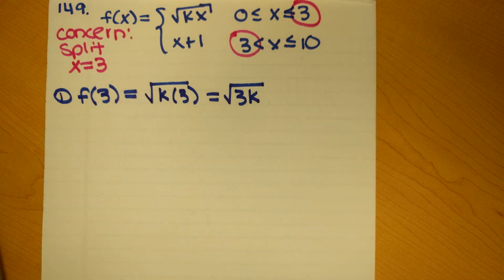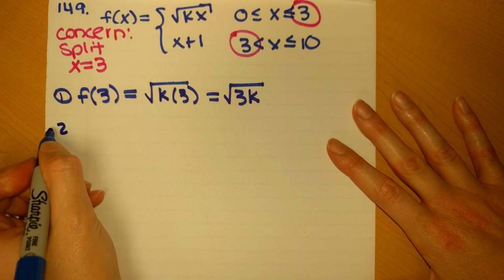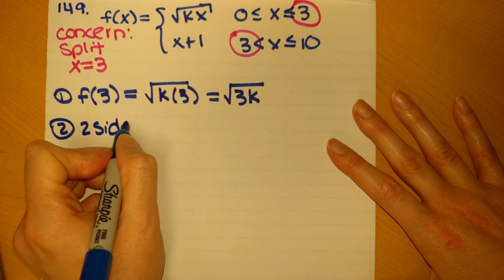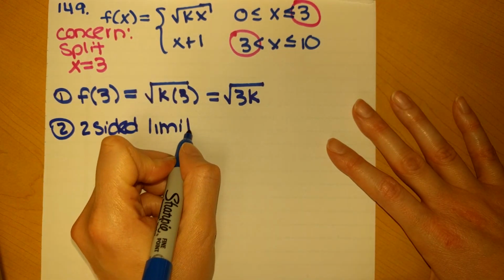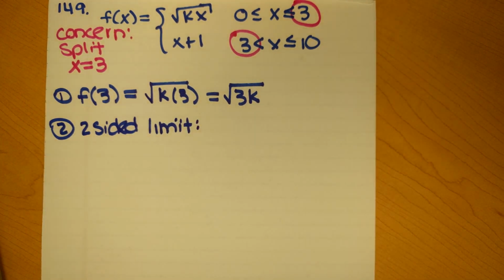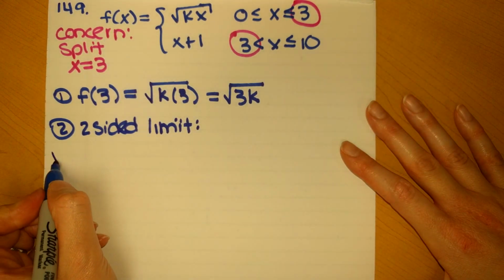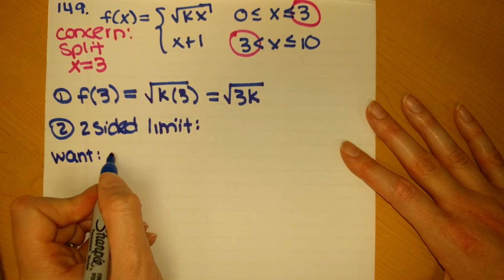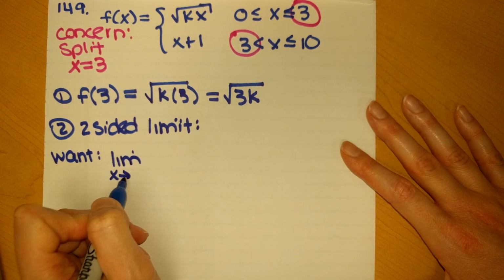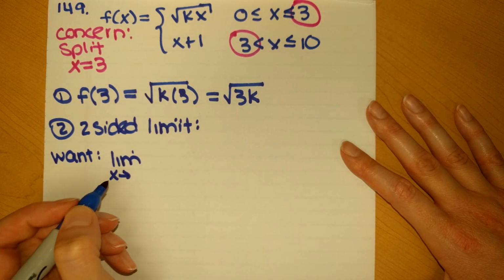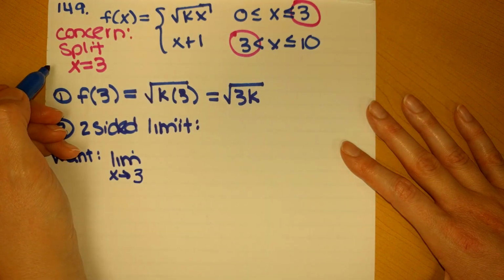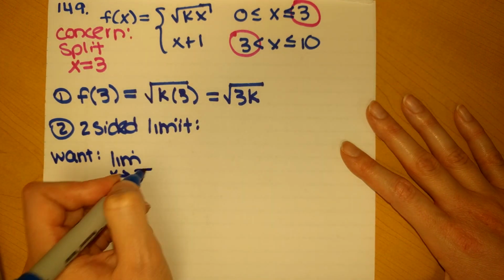Now, the second condition that we need is we need our limit to exist. So we need our two-sided limit. Now, because this function is defined differently to the left and to the right, we have to first look at the one-sided limits. So the two-sided limit needs to exist. So we want the limit from the left to be equal to the limit from the right. And remember, we're going through everything based on the split point of 3.